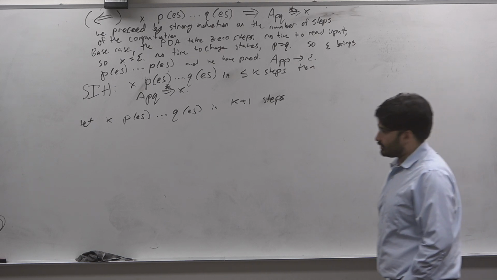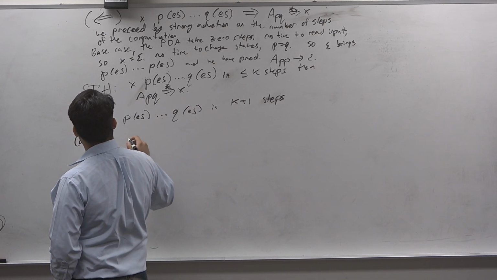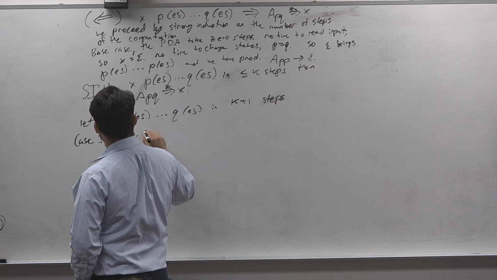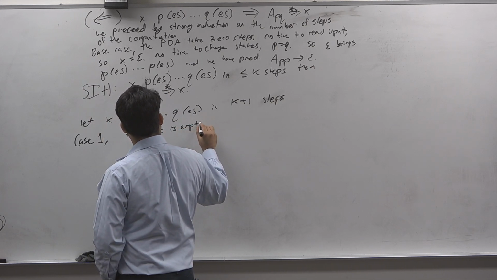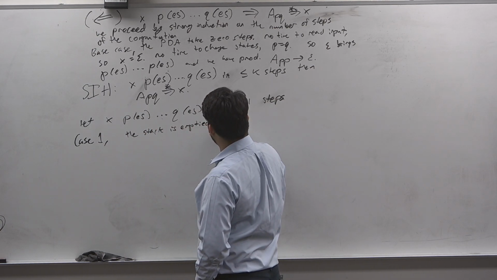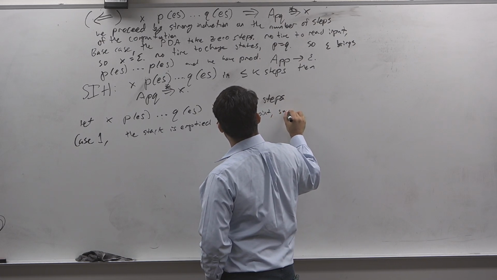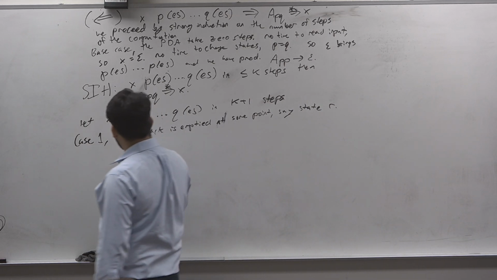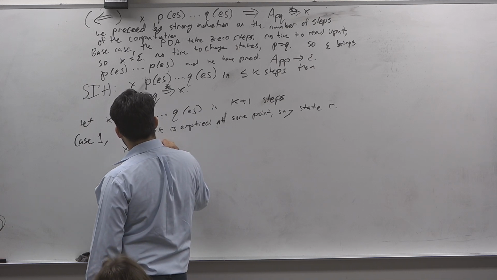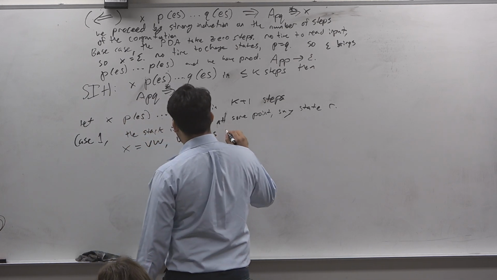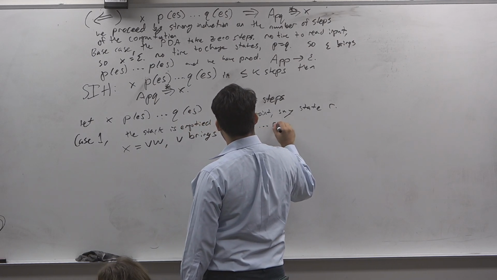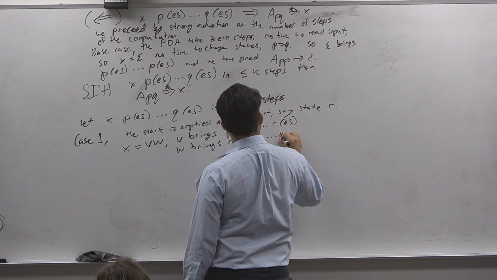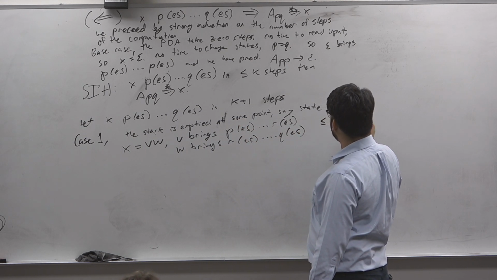We, again, have two cases. Case 1. In the computation, the stack is emptied at some point, say state R. Right. Then we can say x is equal to, let's say, vw, where v brings P empty stack to R empty stack, and w brings R empty stack to some Q empty stack. Both of these in less than or equal to k steps, right?